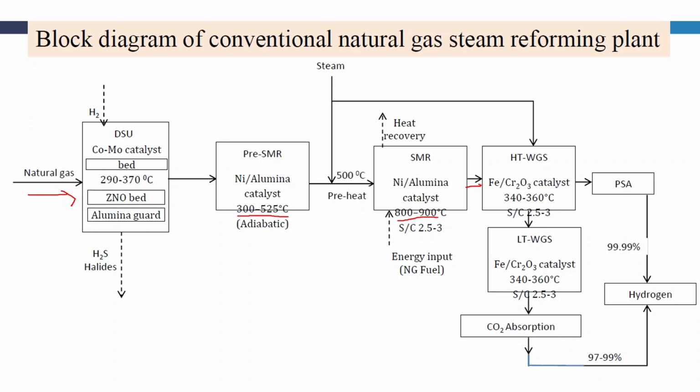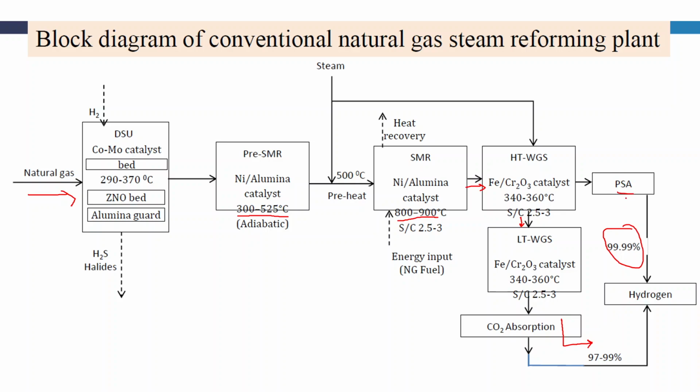recovery, and further it is sent for the high temperature water gas shift reaction and the low temperature water gas shift reaction. After this shift reaction, the gases given out are sent to the pressure swing absorber, which releases hydrogen of very high purity, which is 99.99%. And the heavier products are sent for the low temperature water gas shift reaction, where carbon dioxide, if some amount is present, is absorbed to give 97 to 99% pure hydrogen.